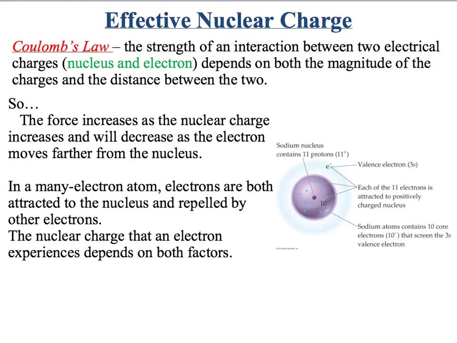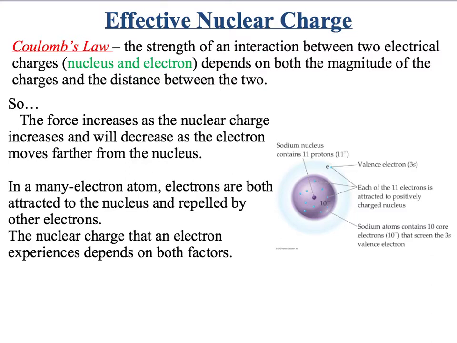And so if we know we have two electrical charges opposite, they're going to attract one another. And Coulomb's law just says the strength of that interaction really depends on both the magnitude of the charges and the distance between the two. So as the nuclear charge increases, so as it becomes more positive, the force is going to increase. And if the electrons move farther from the nucleus, then the force is going to decrease.